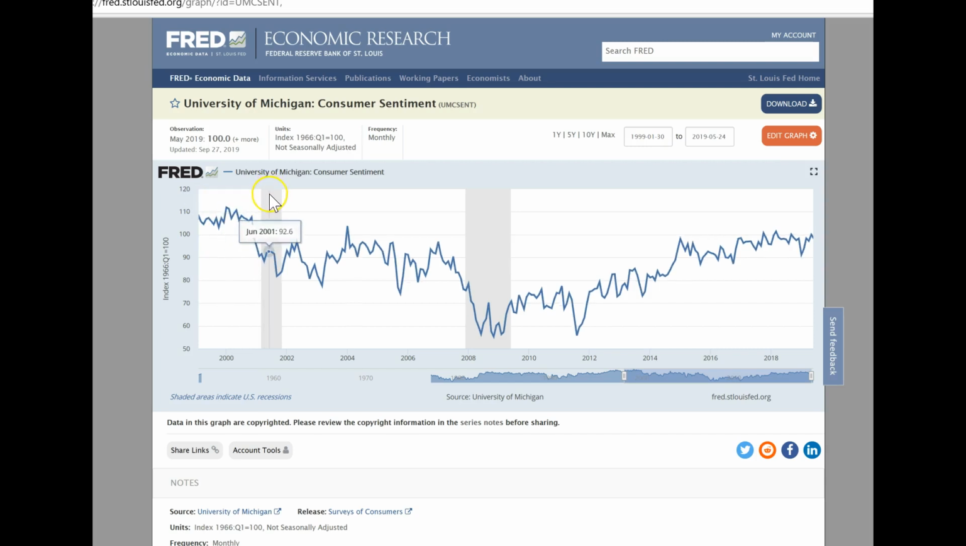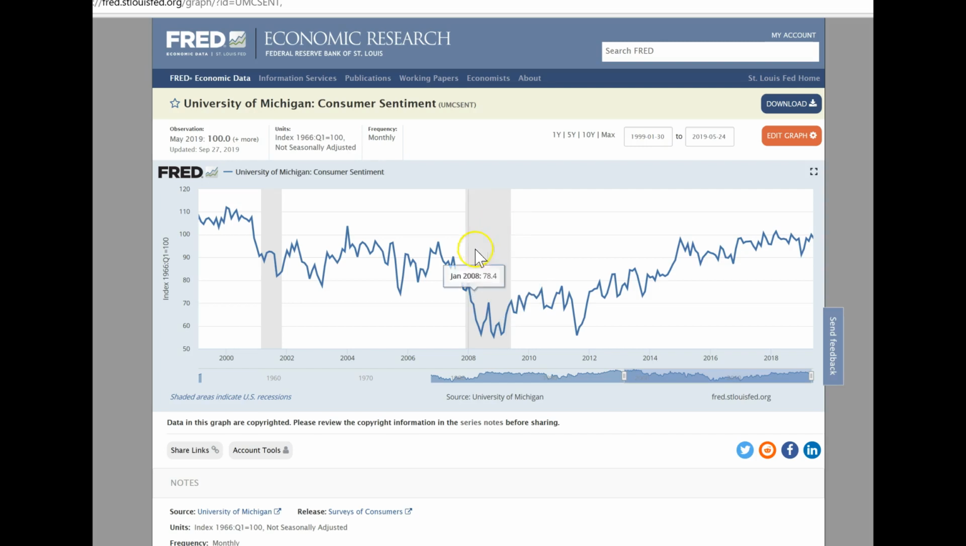Now these shaded areas that you see here and you see here, this represents GDP, or in other words, it represents changes in economic activity. The shaded areas show you when GDP is actually contracting, and this is what we call a recession. So you can see we had a very short recession here in the early 2000s, and a rather long one in 2008-2009.